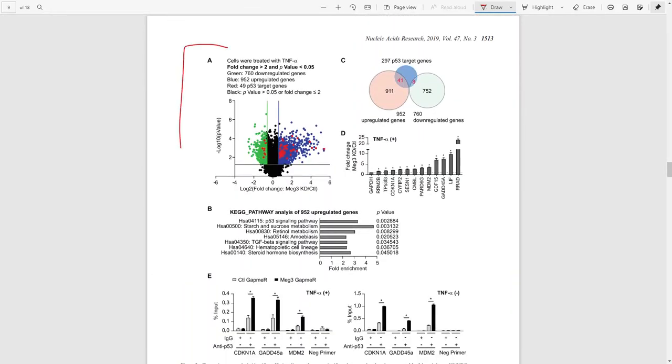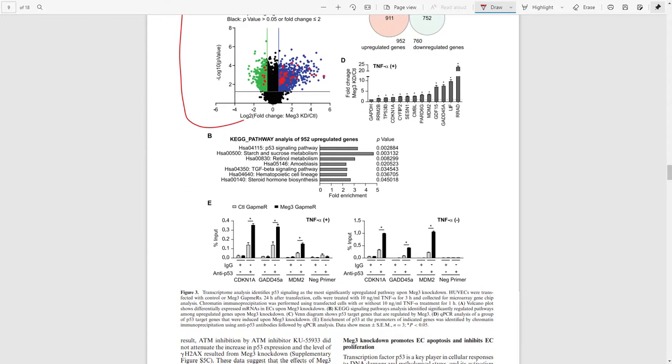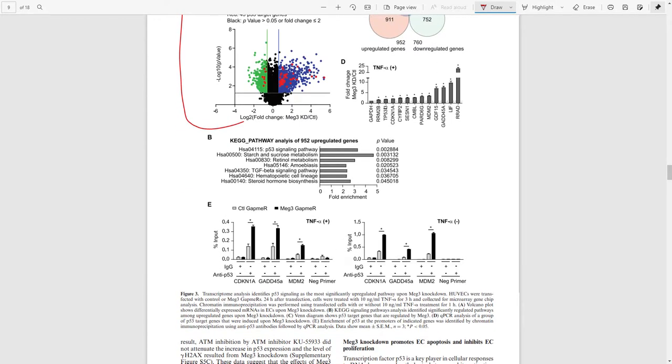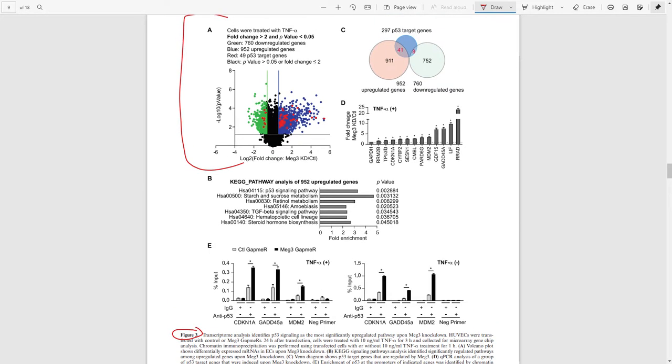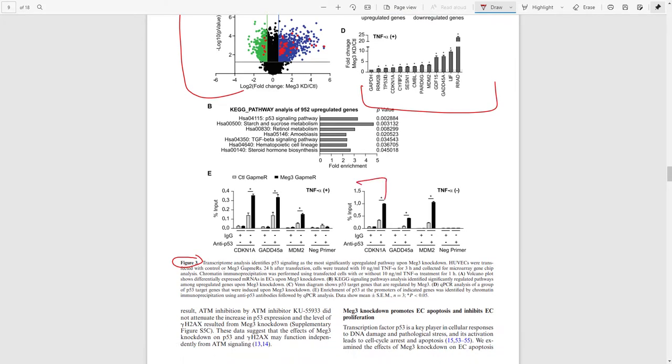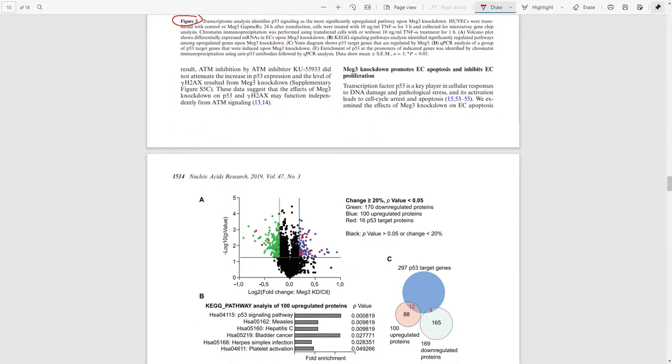Here you see the volcano plot, and this volcano plot is the graph. You could write it as a graph or as a figure. Also you see some histograms and the comparison between different treatments. Again, you have the subdivisions or subheadings for different experiments.